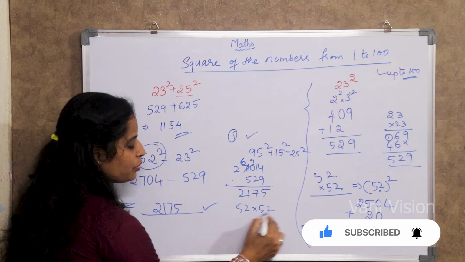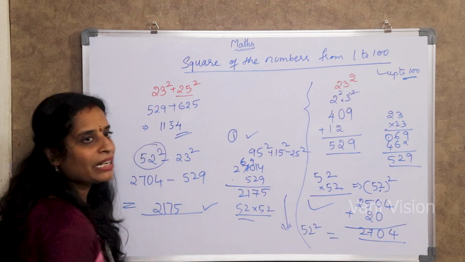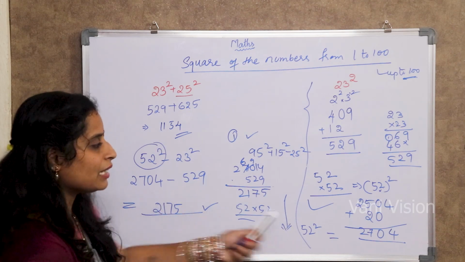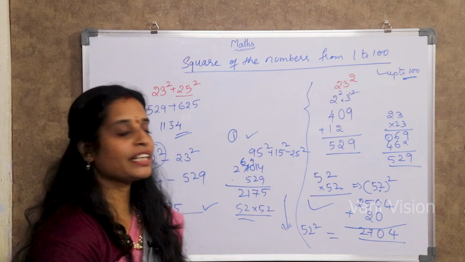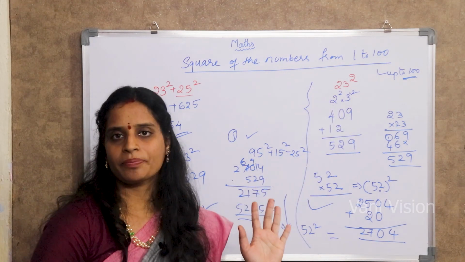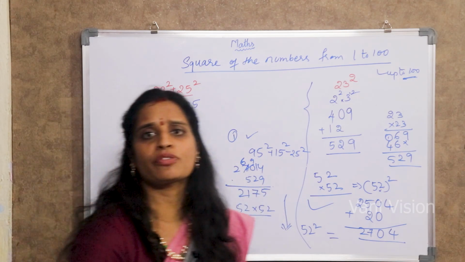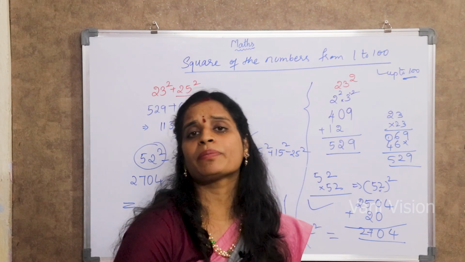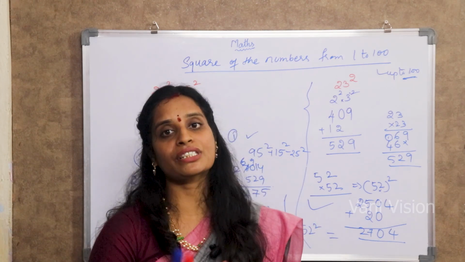So here actually the time consuming one is what? 52 into 52. It will take a little bit of time. But in an easy way, by using the trick, we have found the value of 52 into 52. So in this way we can use any number and solve the problems. Clear? Most probably the questions will be like this only: 23 square plus 25 square, 95 square plus 23 square, 95 square minus 25 square. Like this the questions may be.